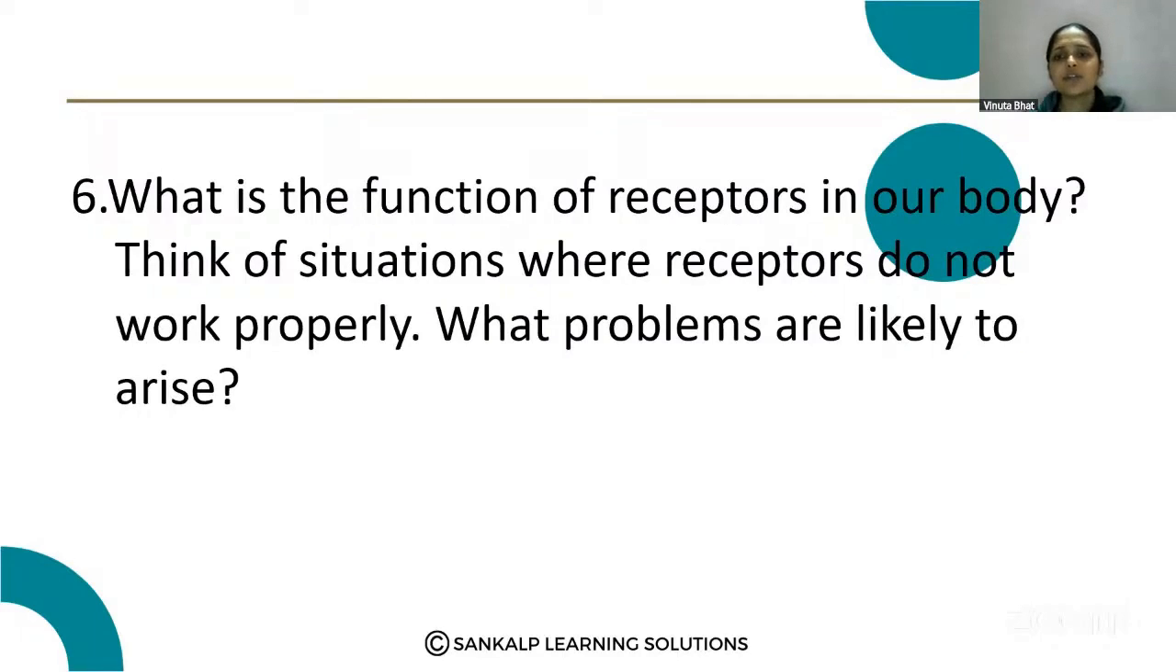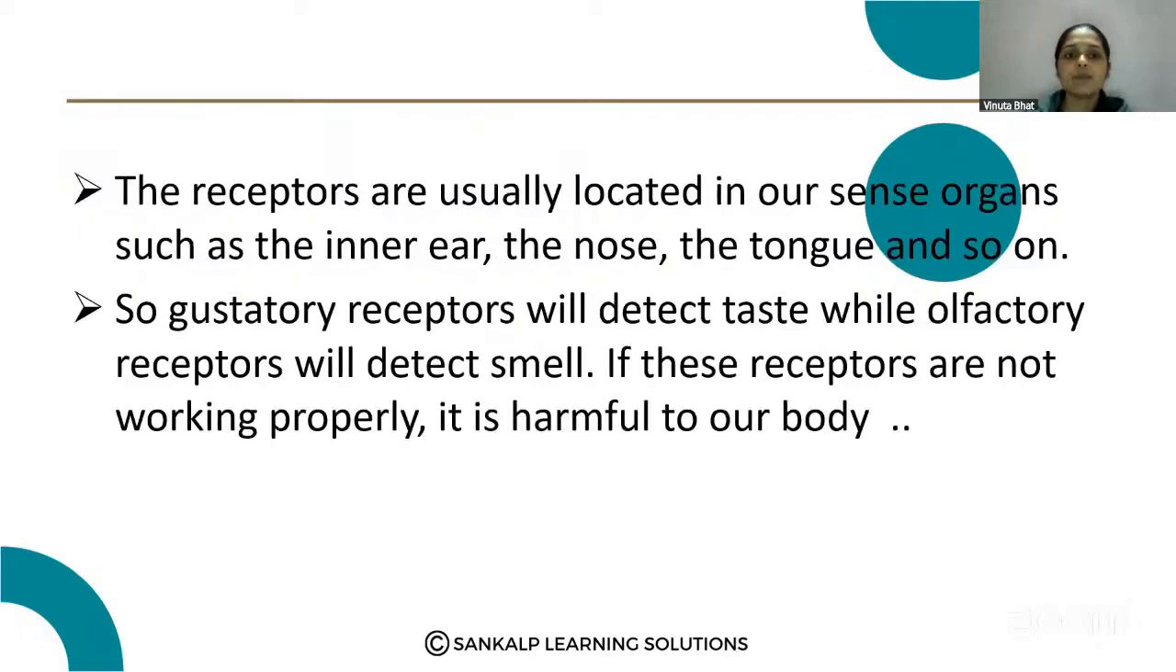What is the function of receptors in our body? Think of the situation where the receptors do not work properly. What problems are likely to arise? Receptors are usually located in our sense organs such as the inner ear, the nose, and the tongue. The gustatory receptors will detect the taste while the olfactory receptors will detect the smell. So if these receptors are not working properly, it is harmful to our body. It may cause some effects on our body.